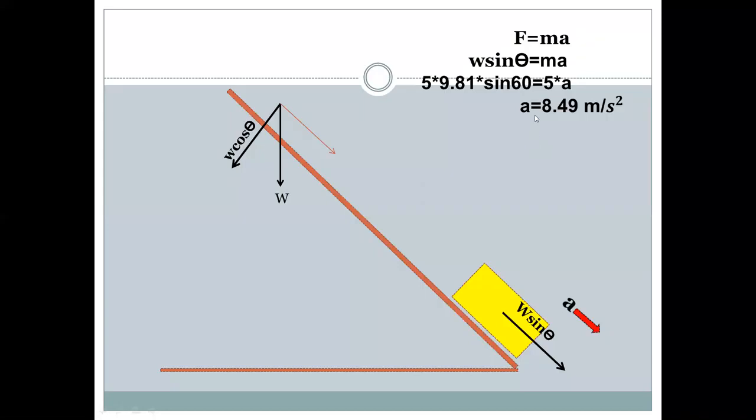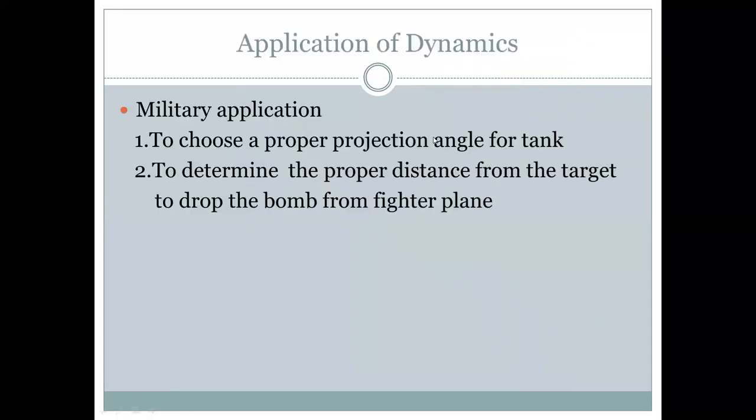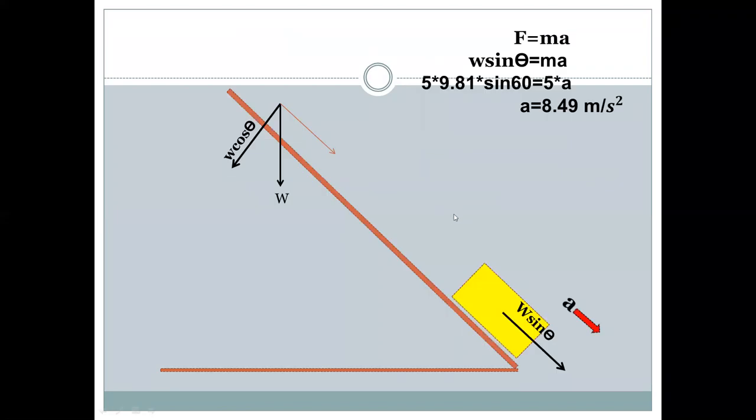Okay. As the answer is positive for acceleration, the object's velocity will increase as the object slides down the plane. So positive acceleration shows an increase in the velocity, and negative acceleration shows a decrease in the velocity. This is the difference between kinetics and the kinematics part.